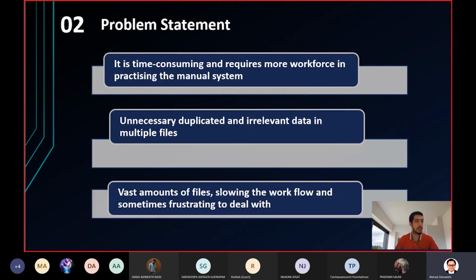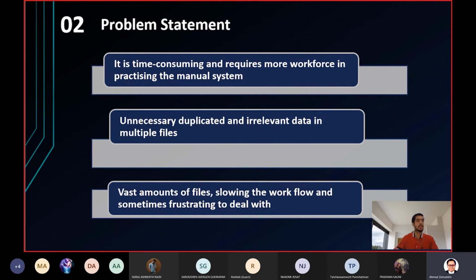So as we come to our problem statement, the earlier practice is very time consuming and requires more workforce, as we just mentioned. It's manual data entry and so on. Also, it might lead to unnecessary duplicated and irrelevant data in multiple files. Also, the vast amount of files slows the workflow, and sometimes it is frustrating to deal with, especially from the lecturer side.